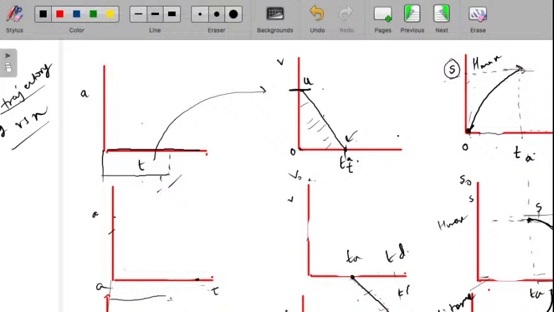And the particle's speed versus time graph would be like this, because speed can never be negative. Similarly, the acceleration versus time graph would be a constant value like this.